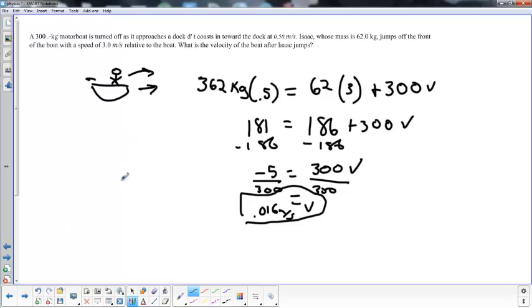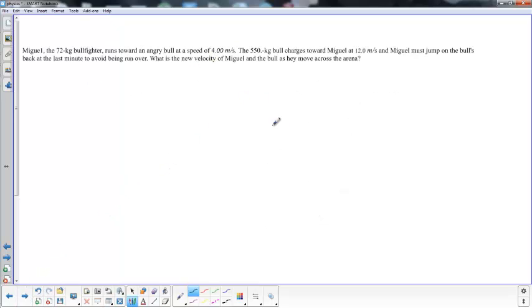These are what we call sort of explosion problems, where you've got one thing turning into two things. Whereas the next problem we're going to see with a bullfighter, we're going to see two things become one thing. So we're going to have Miguel, a 72 kilogram bullfighter, and we're going to have a bull.